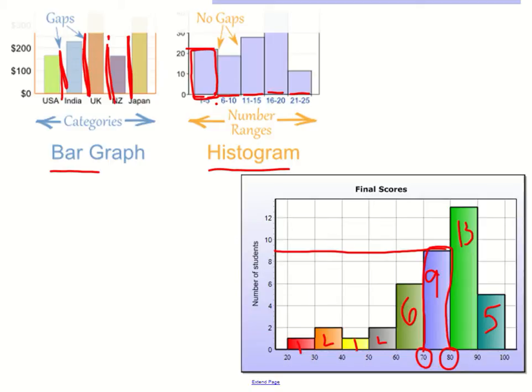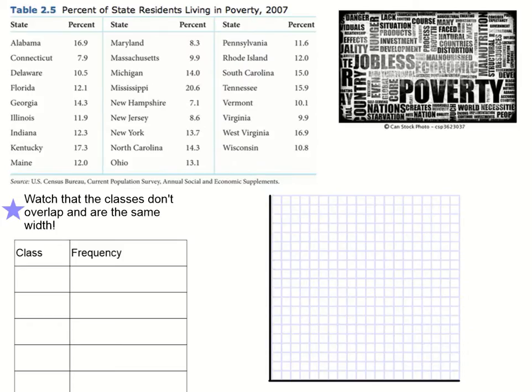And so let's actually make a histogram now. Here I have the percent of state residents living in poverty in the year 2007. So I've got a bunch of different states and the percentages. Before I can even think about making my histogram, I need to figure out what's the smallest percentage and what's the biggest percentage. If I look through here, it looks like my smallest is New Hampshire at 7.1. And it looks like my biggest is Mississippi at 20.6. Yeah, that looks accurate to me.